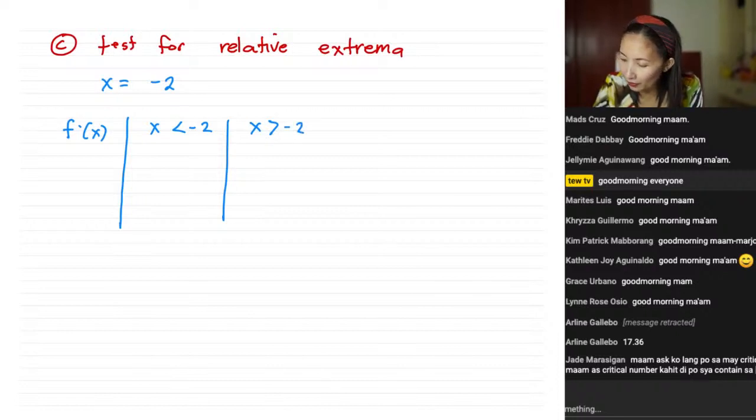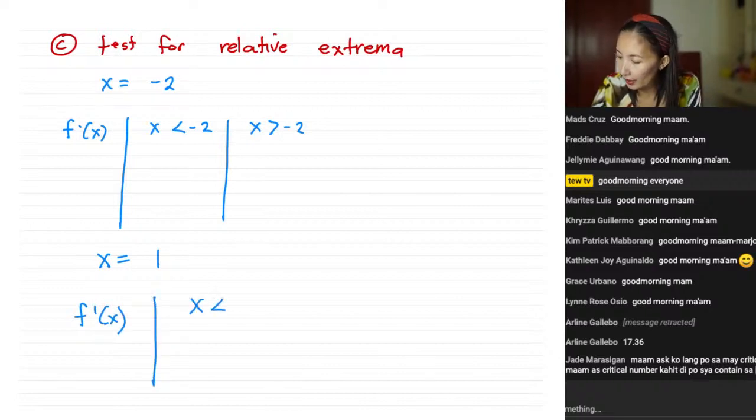And do the same for x equal to, what's our other critical number? Positive 1. Find the sign of f prime of x for x less than 1 and for x greater than 1. Okay? So for x less than 1 and greater than 1.